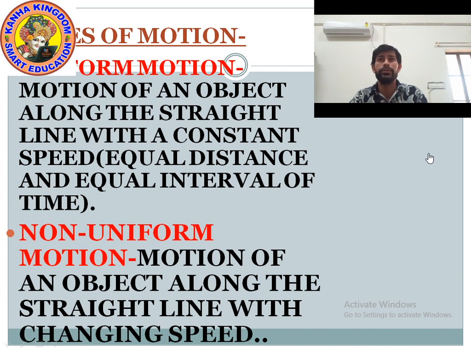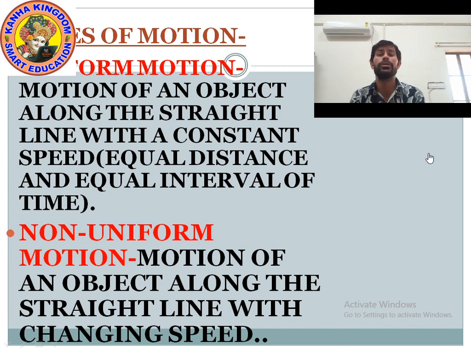So what is uniform motion? Motion of an object along the straight line with a constant speed is known as uniform motion. Another definition: the equal distance traveled by an object in equal interval of time is known as uniform motion.